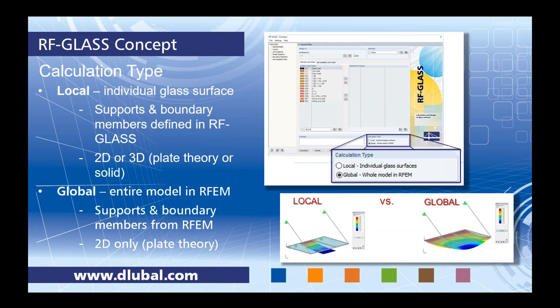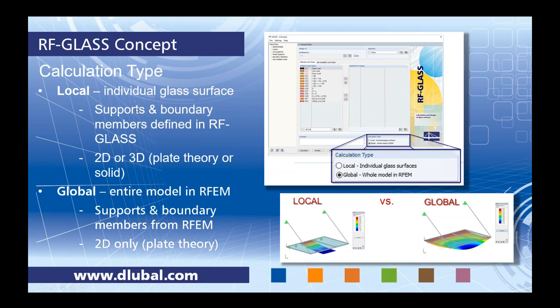And I want to now discuss the calculation types in RF glass. Over here on the right, this is our add-on module, RF glass, like I said, just a dialog box. Down at the bottom, you will see that we have two different calculation types to choose from, either local or global. This whole section might seem a little bit confusing now, but as we run through our examples today, it will make more sense.